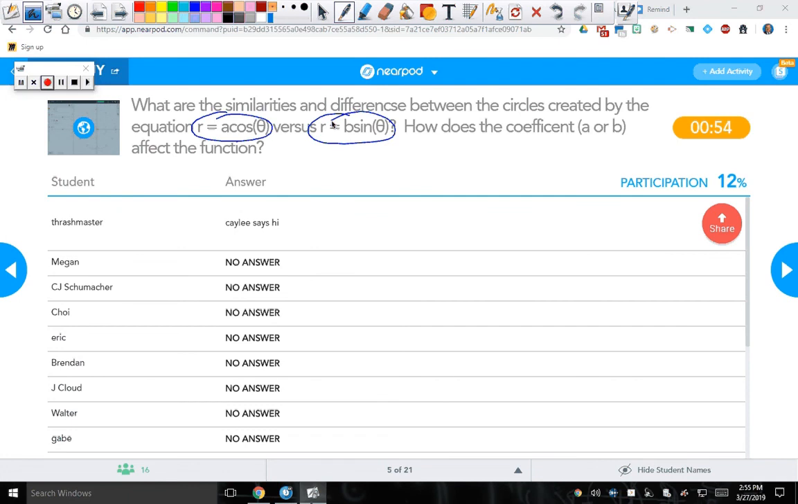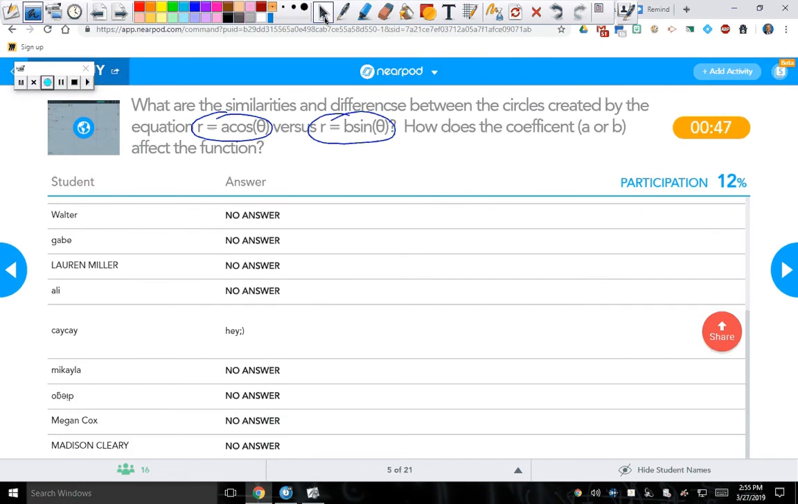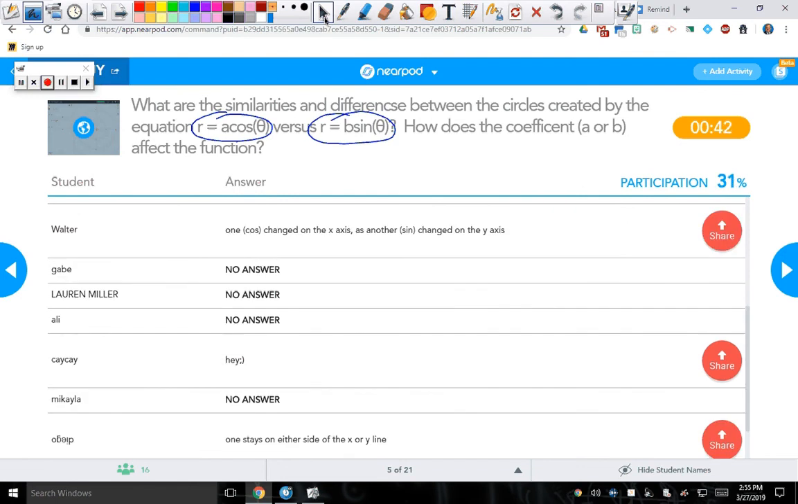Kaylee. Wait, what's mine? Oh, you can't see it. Oh, yeah, you can. Hey! Anyone else wants to answer? Nothing inappropriate. Oh, my gosh, Walter.